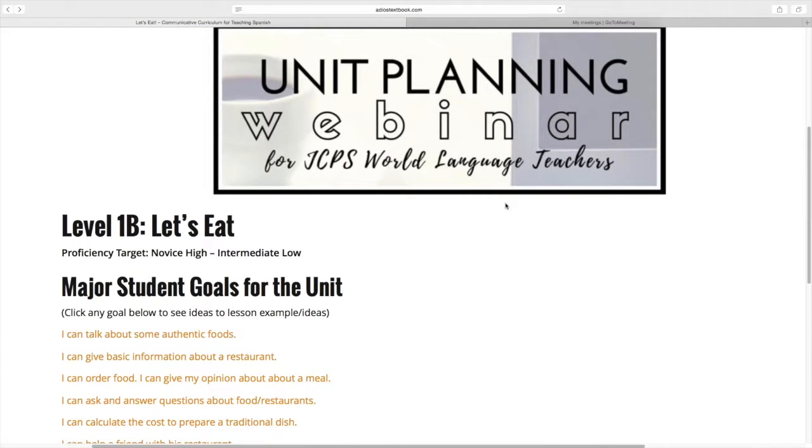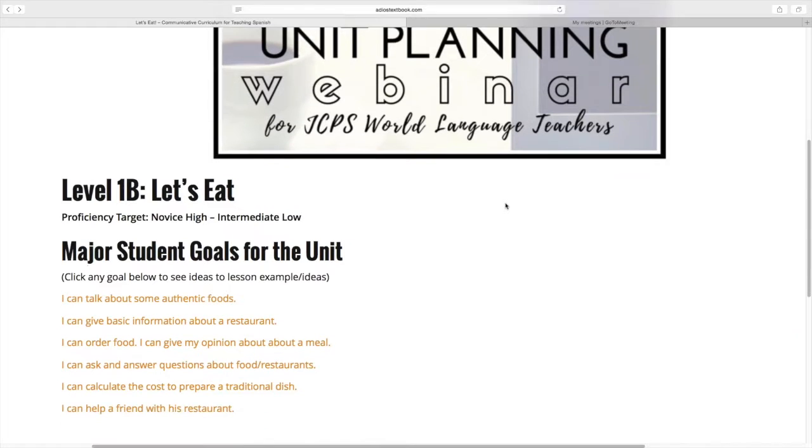This 1B unit, Let's Eat, probably is going to target a novice high or an intermediate low proficiency. Toward the end of level 1, most of my students were novice high and they were breaking into that intermediate low, but not quite there yet. And they probably won't be there right away on this topic, since the topic of food is probably new. You haven't yet taught much of it this school year.